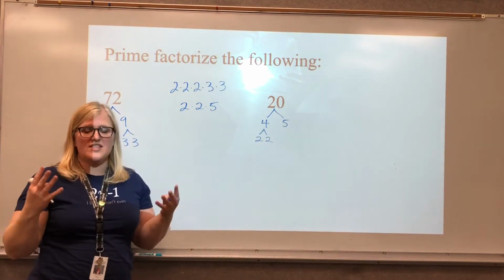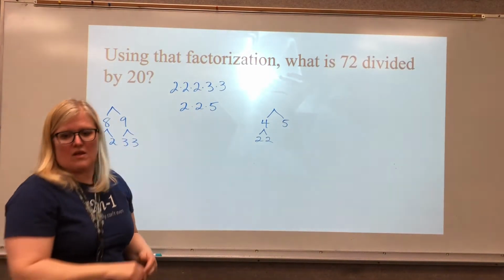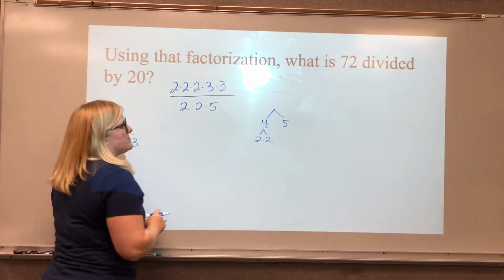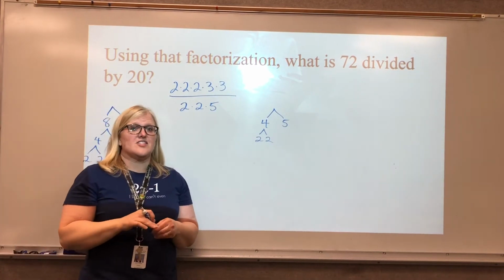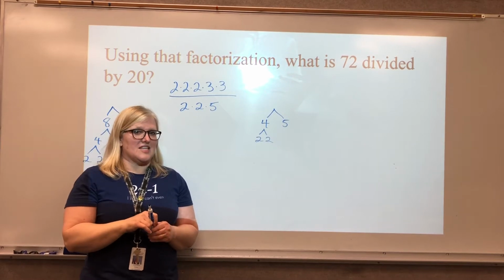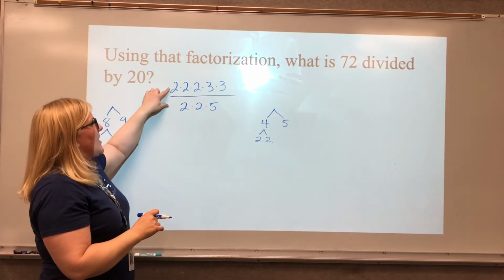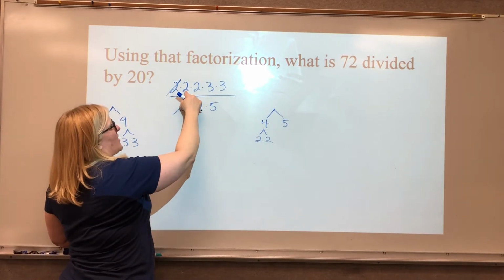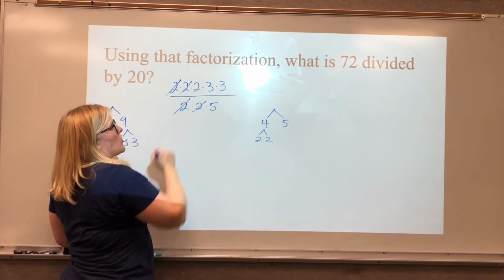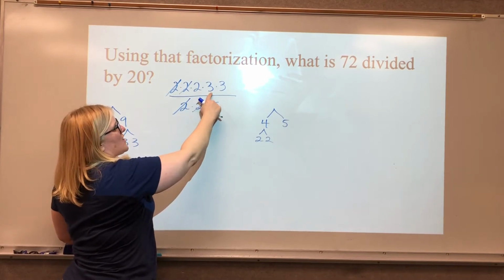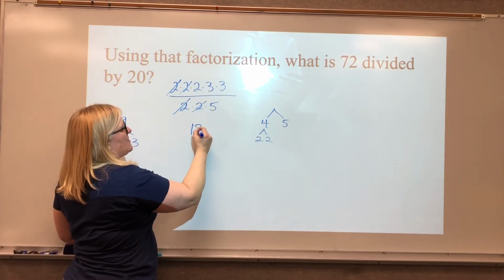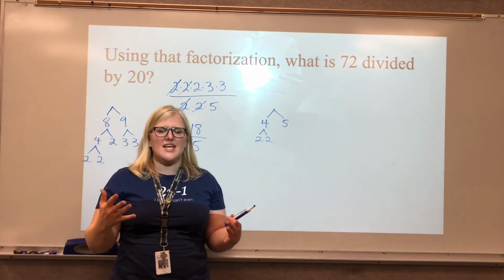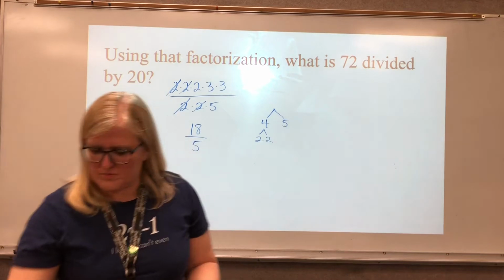Okay, so with this information, what is 72 divided by 20? This is where the slashing part comes in, and it's fun. I've got 2 over 2, that means it's 1, right? So I can slash that. I've got another 2 over 2, I can slash those. So I'm left with 2 times 3 times 3, which is 18 over 5. Pretty easy. I know you guys have done this before.